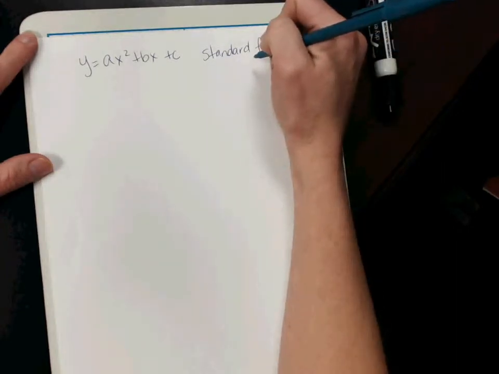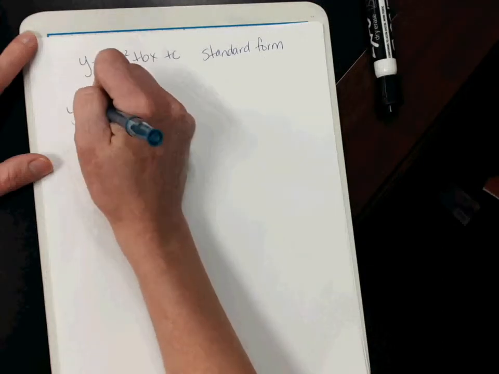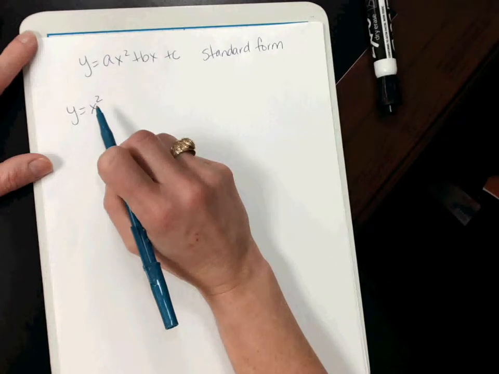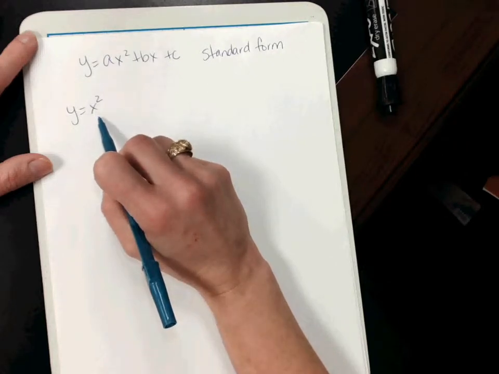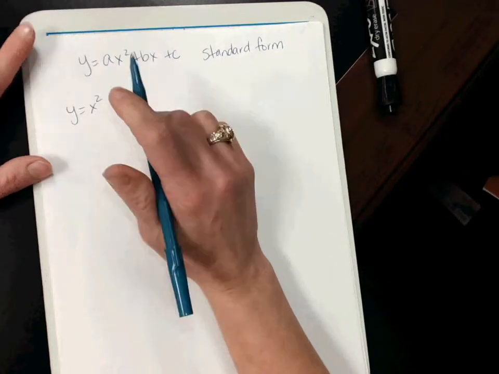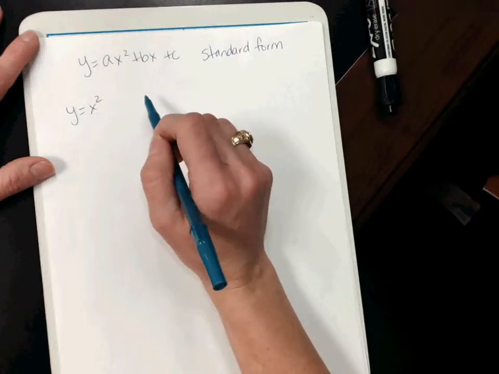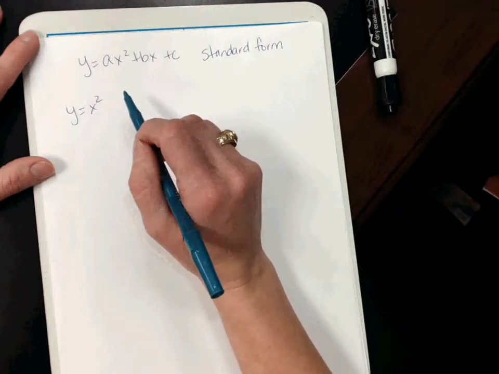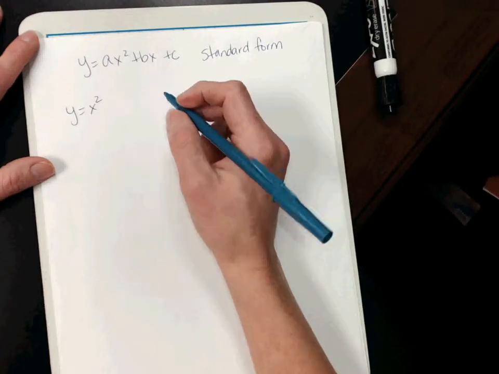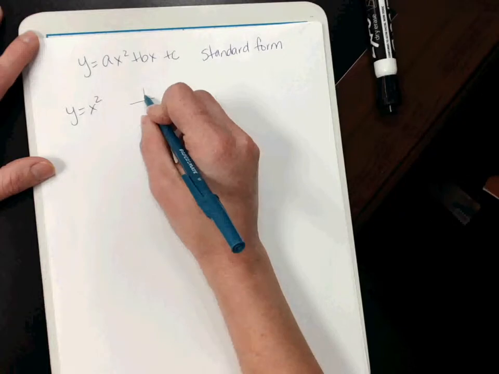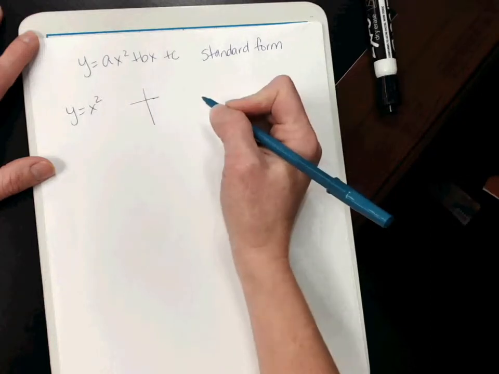Our parent function is y equals x squared. So this is what's going to give us what pretty much all quadratics are going to look like. They're going to look like this with a little bit of variation according to size, how steep it is, kind of where it is on the graph. So if we start here, let's plug in some values and see what this would look like.